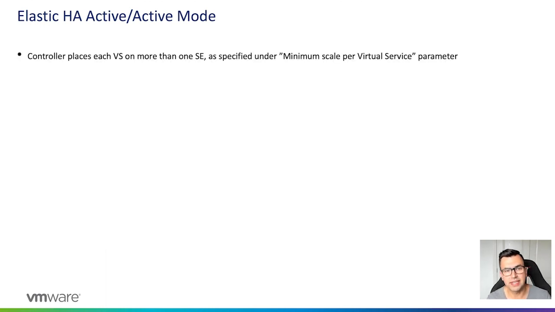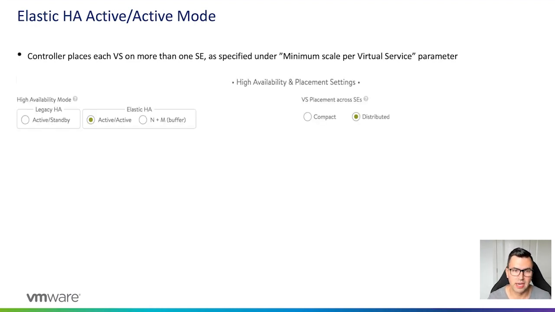The controller places each virtual service in more than one SE, and that's specified by the minimum scale per virtual service parameter. I'm going to take a quick look in the UI in just a moment. Again, we have selected here elastic HA. The moment we select this, then it goes to distributed. This is the default placement mode that we'll explain in just a moment. And the default minimum for scale out per virtual service is 2, I'm sorry.